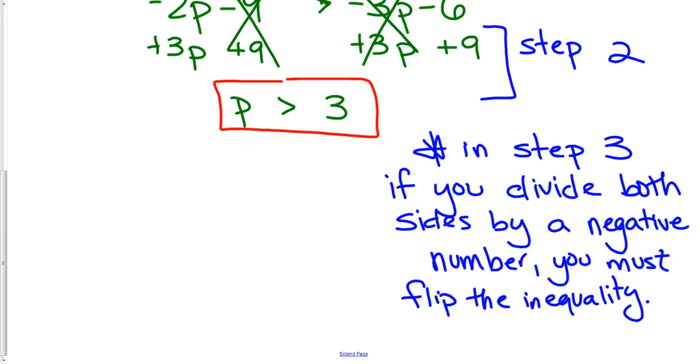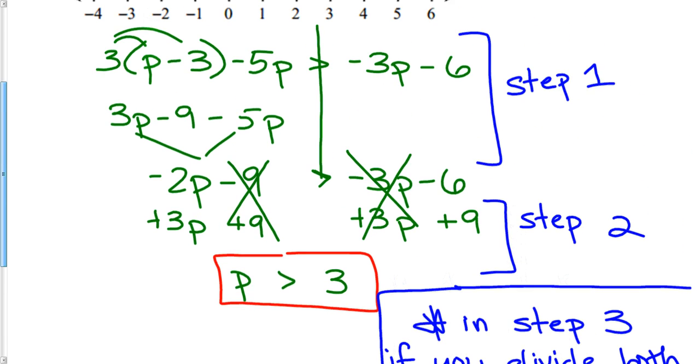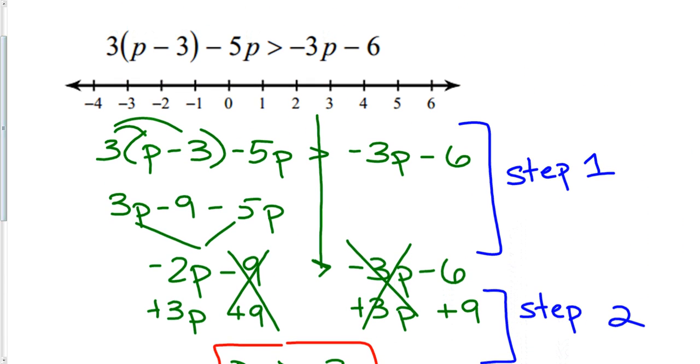So important thing to note, okay? Big thing to take away from this video, make sure you have that down. Once again, if you divide both sides by a negative, you must flip the inequality. So that's part 1 here. The next thing we have to do is be able to represent this solution on a graph. So our solution was p is greater than 3.